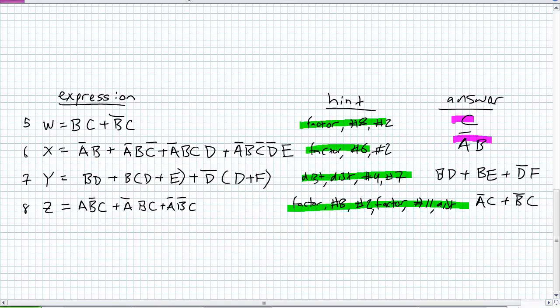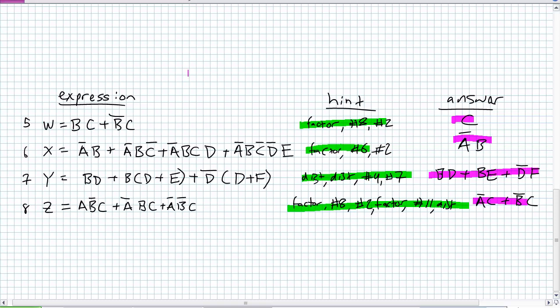Hopefully, you arrived at these expressions. And notice the hints. I haven't given you all the hints. That's the purpose of a hint. I'm not telling you what terms to factor out, not telling you what terms to distribute, but ultimately you should come up with those answers. So this has been a couple worked out examples of logic simplification using just the Boolean rules and laws.